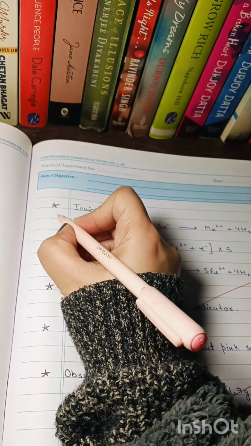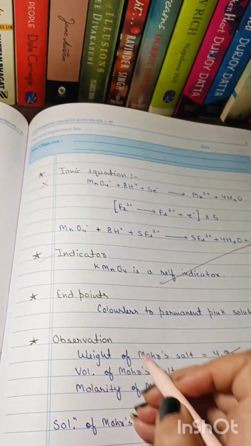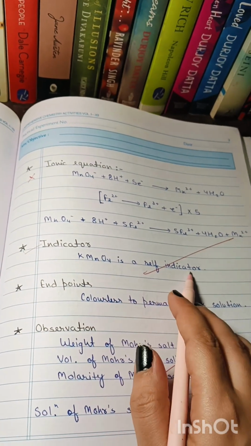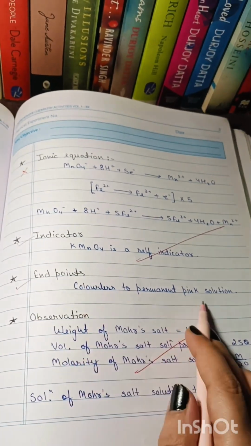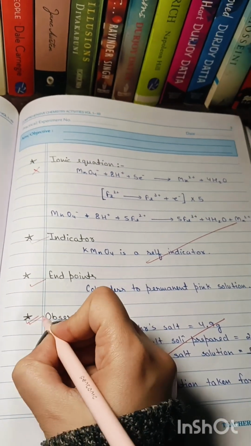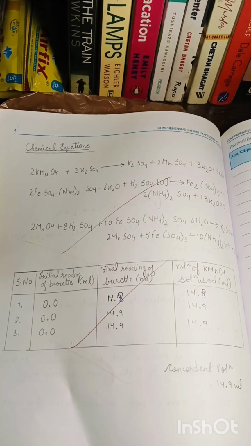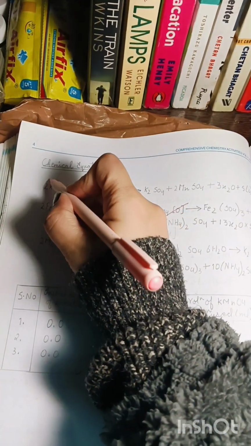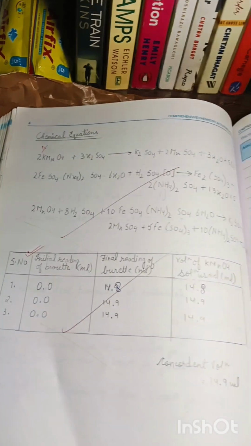This part, ionic equation and the equation, you can leave. Indicator, you have to write this. KMnO4 is a self indicator, so you have to mention this. End point, what do you understand by end point? This is what you have to write. Observation, very, very important. This is again you have to write in your answer sheet. Then again, chemical equation, you can avoid this. Observation table is again very important. Okay.